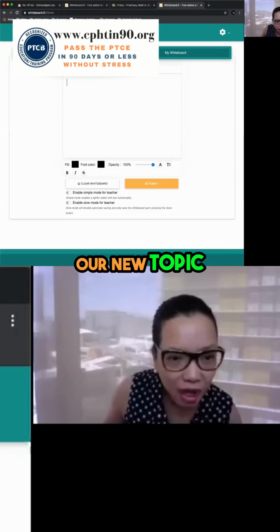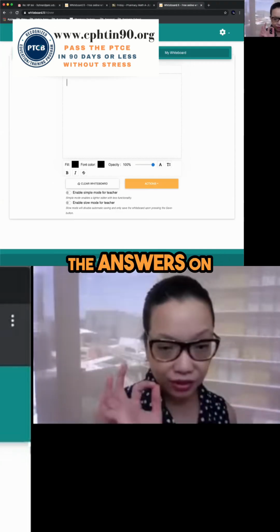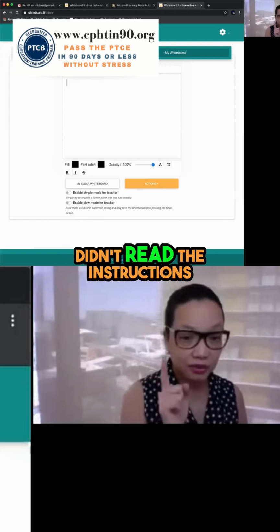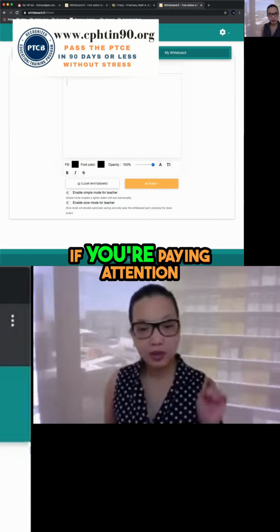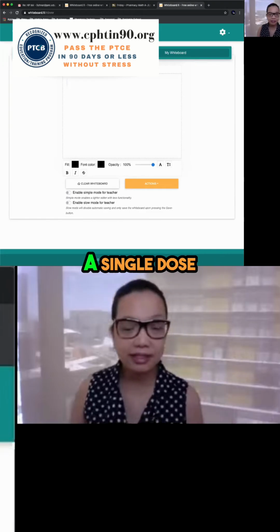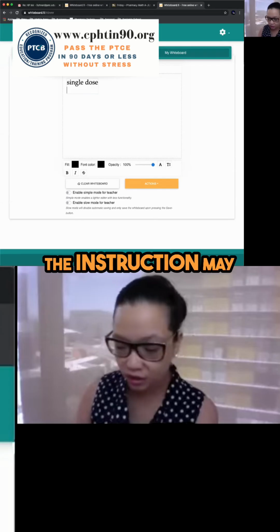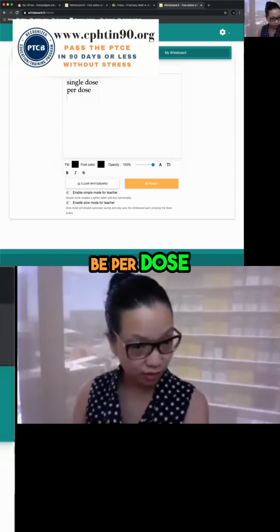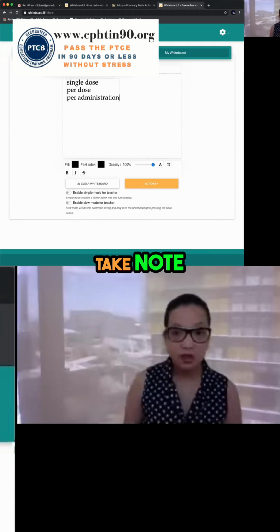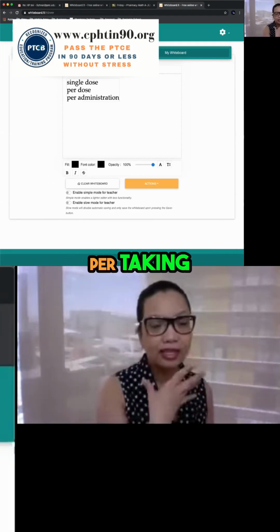Last one before our new topic. Okay, I'm gonna give you a break after this last one. Many students get the answers on this one wrong, not because they don't know how to do it, but because they didn't read the instructions. Pay attention. If you are paying attention, the first page said, calculate for a single dose. Single dose. When you say single dose, the instruction may be per dose, that's the same. Per administration, that's also the same. Take note, per dose, single dose, per administration. In layman's term, per pop, per taking, okay?